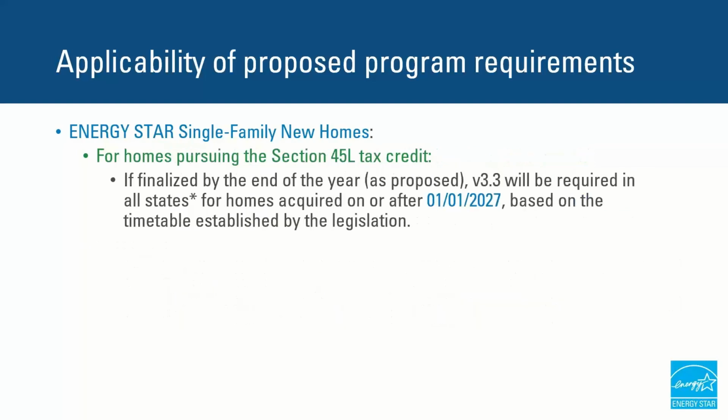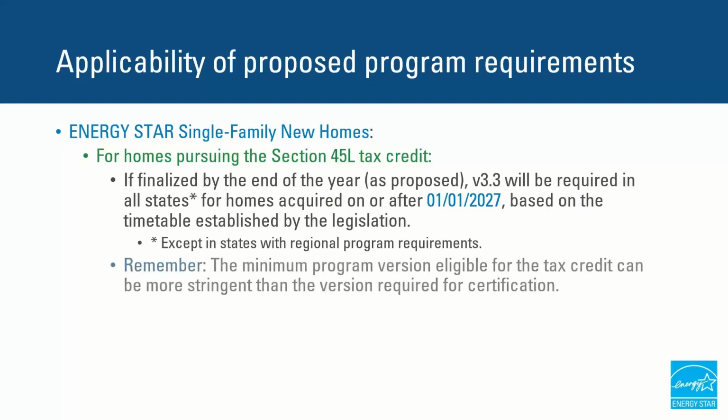Now let's talk about homes that are pursuing the Section 45L tax credit. If our National version 3.3 proposal is finalized by the end of the year as proposed, then version 3.3 will be required in all states to earn the tax credit for homes that are acquired on or after January 1st, 2027. That's not a timeline that's defined by us. It's actually dictated by the timetable established in the legislation. The only exception to this would be states with regional program requirements, so California and Hawaii.